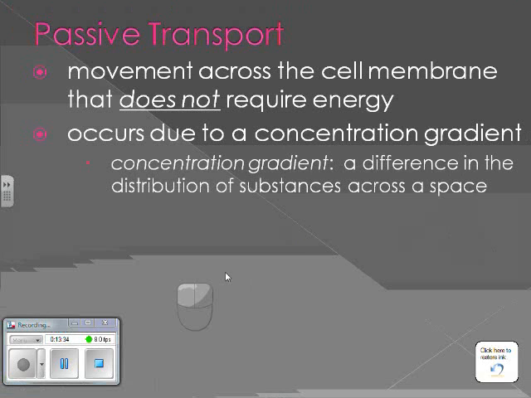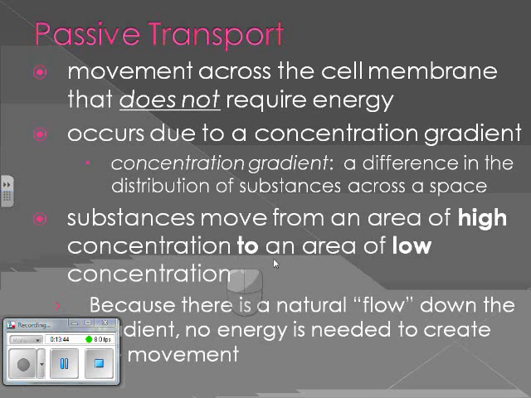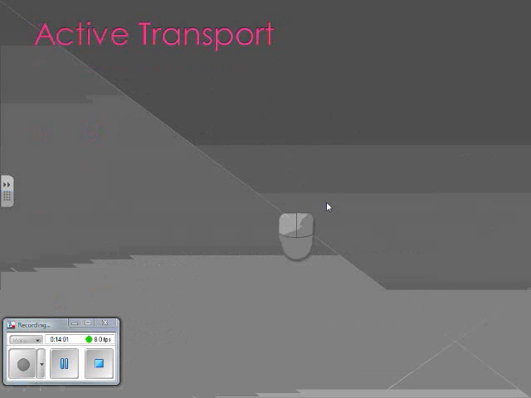All right, so the concentration gradient is the difference in the distribution of the substances across the space. How concentrated is it? How much stuff is there in that one little area? Is it really, really crowded, or is it not so crowded? All right, and when it moves, it's probably going to move from a really crowded area to a less crowded area. It wants to spread out, right? Because the natural flow, it wants to space itself out and get some distance.